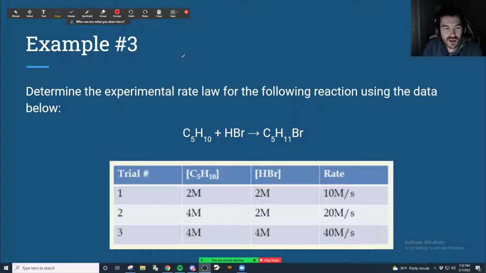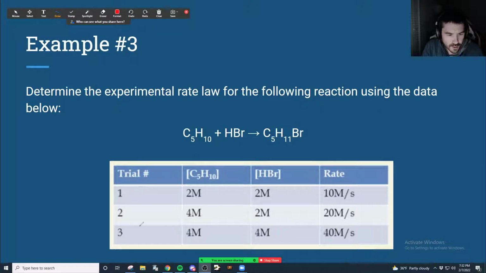Okay, so we are asked to determine the experimental rate law for the following reaction using the data below. I've picked some pretty simple data here, some nice whole numbers to make the math extraordinarily simple. The concepts are going to apply regardless of what the numbers are, but I'm hoping that, with some nice, easy numbers here, we can focus more on the concept rather than the mathematics. This is the reaction, some sort of really simple halogenation of this hydrocarbon. I don't know what's going on here. Doesn't matter.